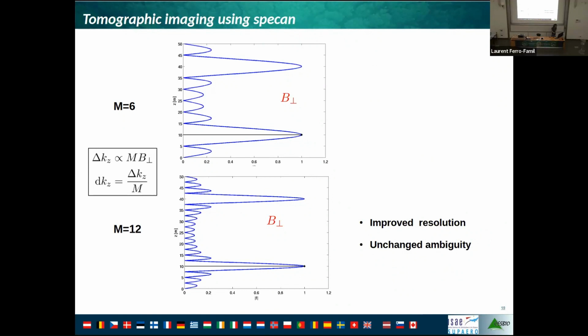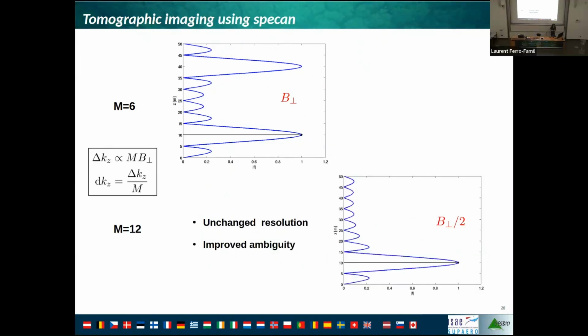On the opposite, if you keep the same baseline and instead of measuring 6 images, you measure 12, of course, you will have a much better resolution. Instead of having 5 meters, you will have 2.5 meters in elevation, which is great. And you have an unchanged ambiguity because the spacing between 2 acquisitions is the same. Ambiguity is dictated by the spacing and resolution by the extent.